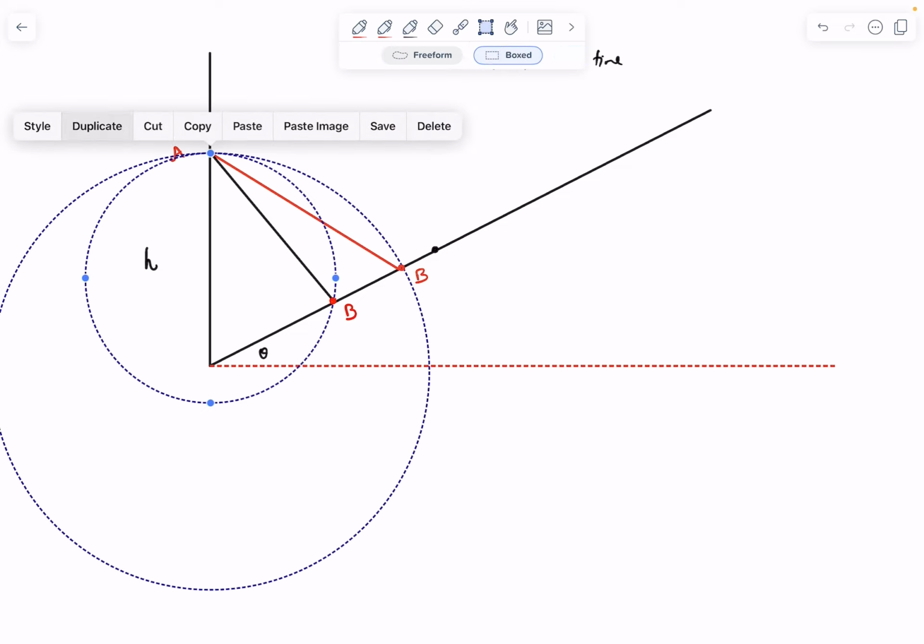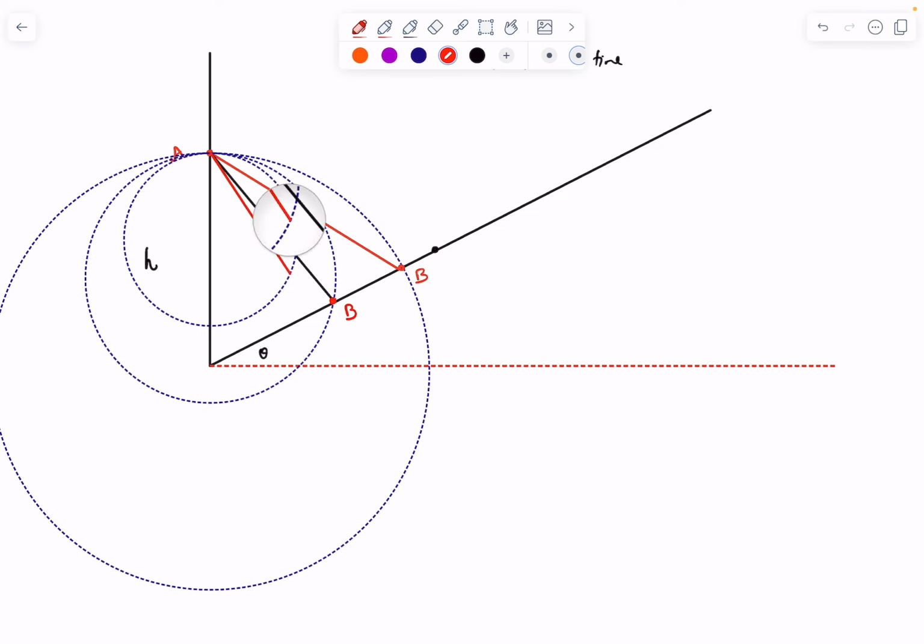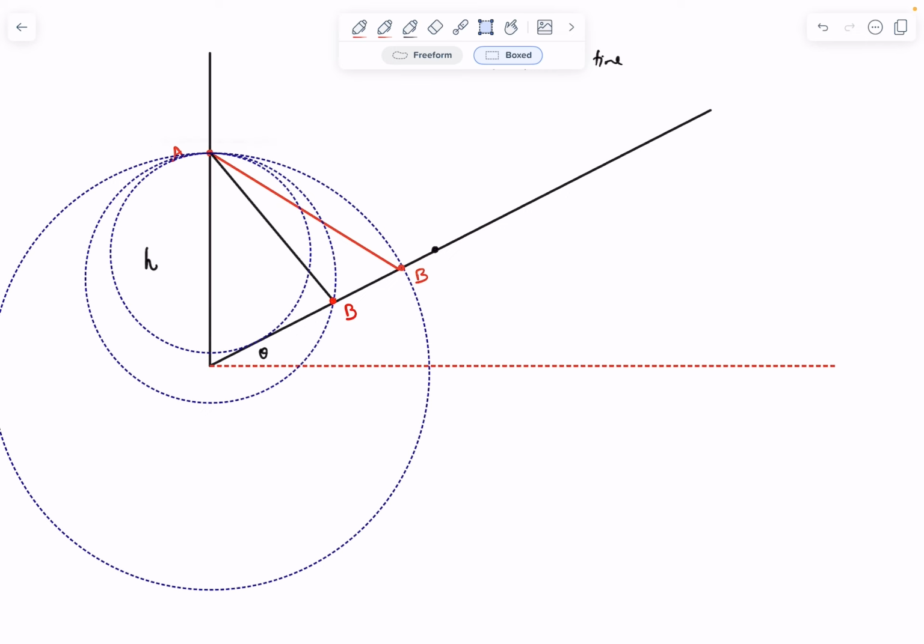So now the question is, how far can we go? How small can we make the circle? And the answer to that is when this circle becomes a tangent to the plane, right? Because after that, we can't draw a chord that reaches the plane. So the minimum will be when the circle becomes a tangent to this plane. And if we connect it to the intersection point, this is the smallest possible circle that we can draw, which means this is the particular case AB for which the time will be minimum.